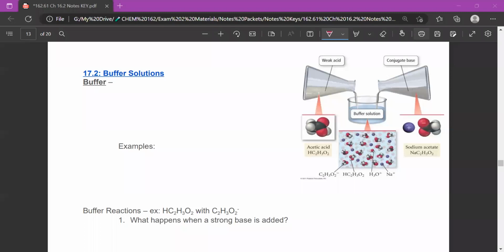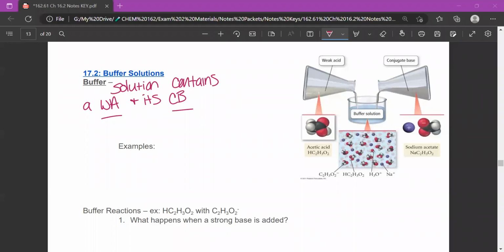Okay, so a buffer, definition-wise, is a solution that contains a weak acid and its conjugate base. That's it. Weak acid, conjugate base. Why is this important? Well, you have to have an acid part and you have to have a base part, because then they can both neutralize. An acid can neutralize when a base is added, and a base can neutralize when an acid is added. So they resist change in pH.